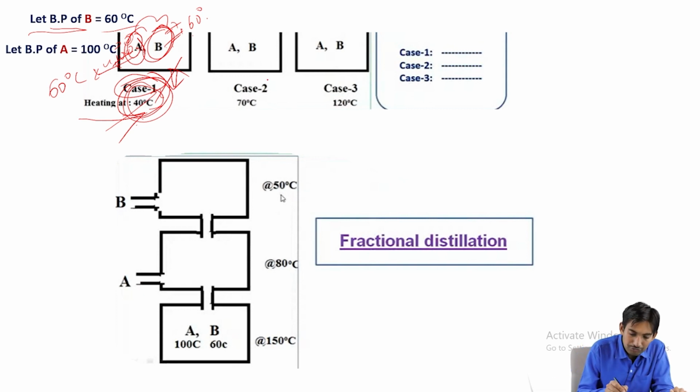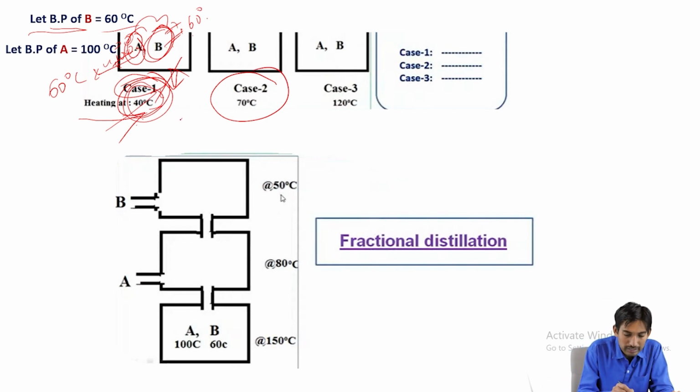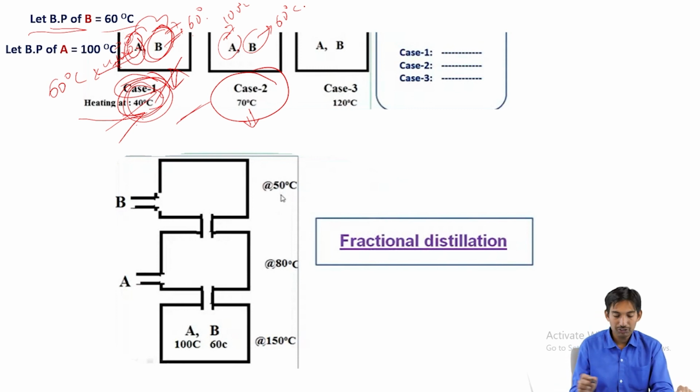In case 2, if you heat these fractions A and B at 70 degrees centigrade, what happens? We already know the boiling point of A is 100 degrees centigrade and the boiling point of B is 60 degrees centigrade. What happens if you heat at 70 degrees centigrade? B contains the boiling point 60 degree centigrade.